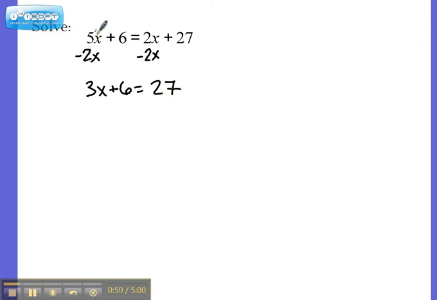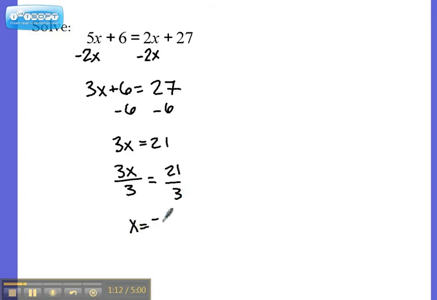Again, this is 5 of something, and we're taking away 2 of that something, so we have 3 of that something still left. Make sure you don't cancel out the x's. We are still having 3 of that something. But now this is a two-step equation to solve. Subtract 6 from both sides, so this becomes 3x equals 21. And do the opposite operation of multiplication, and that is to divide. So we end up getting x is equal to 7.